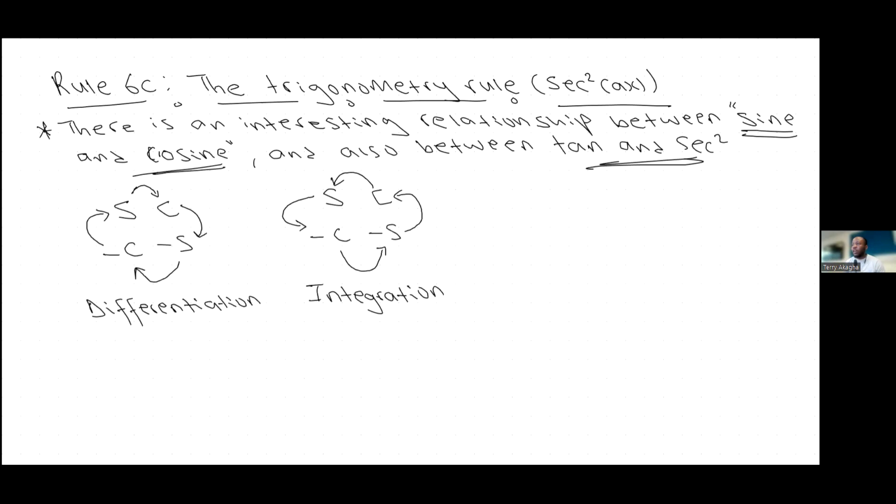I told you there's a relationship as well between sec squared and tan. So when you're going from tan to sec squared, this is called differentiation, okay? So you differentiate when you're going from tan to sec squared. But when you're going from sec squared all the way to tan, this is what we call integration, okay? So this is what you call integration.